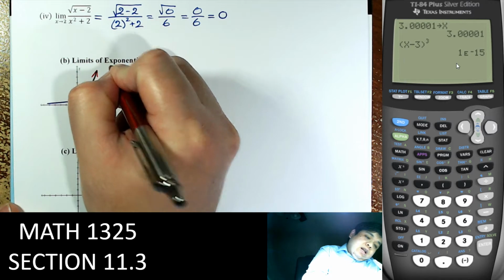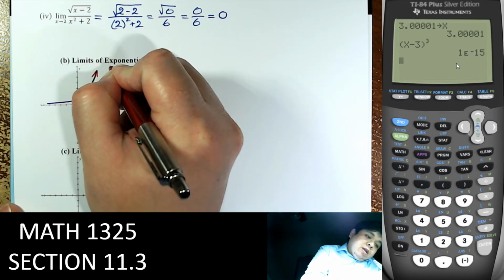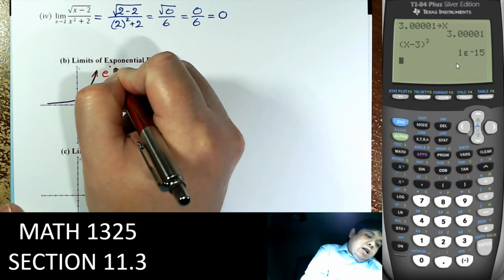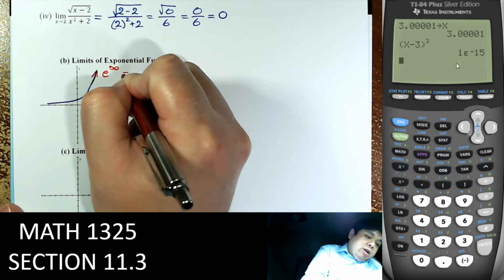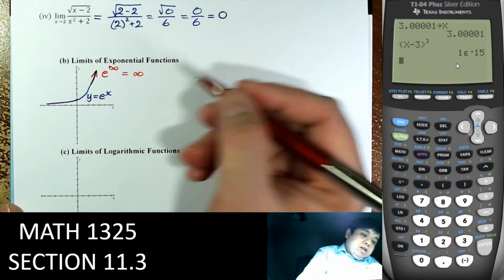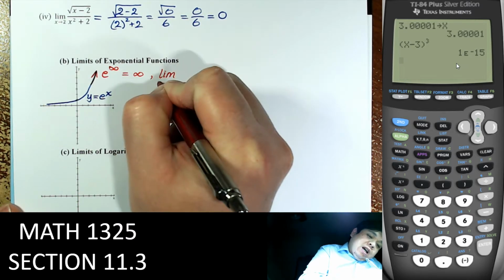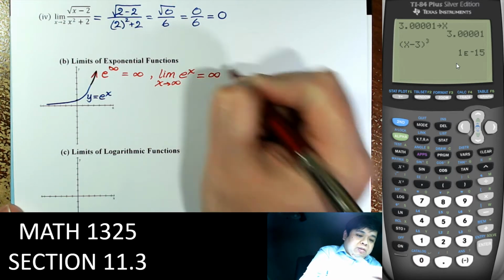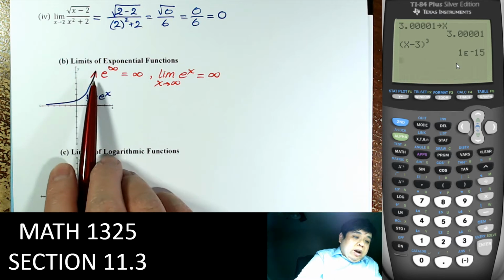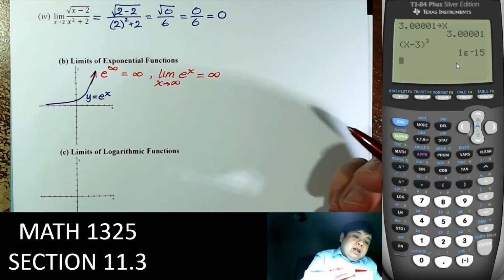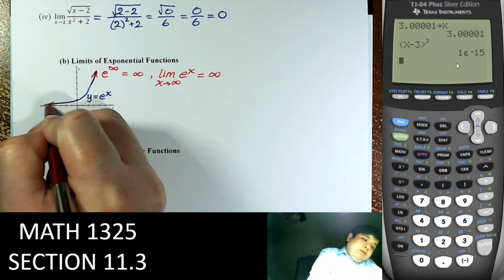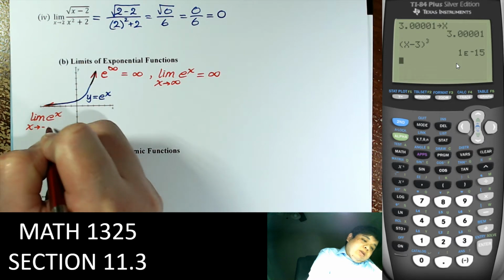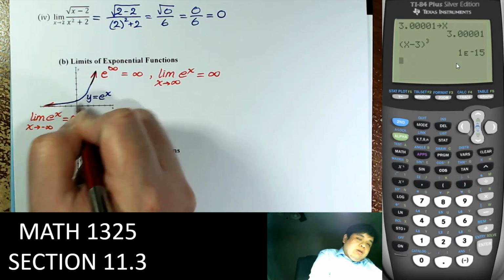So I'm just going to say e to the infinity is going to be infinity. That's the wrong way to write, but we should write as x goes to infinity, e to the x is equal to infinity. Right. So when x goes to infinity, e to the infinity is infinity. Now when x goes to negative infinity, we just say limit of e to the x as x goes to negative infinity is equal to 0. Right, so that's what we have.